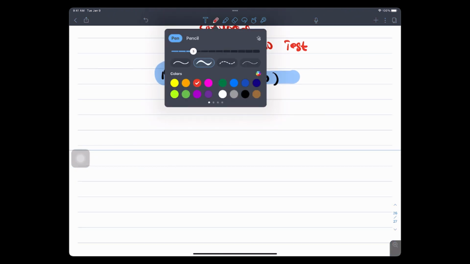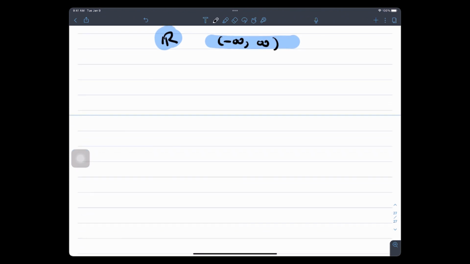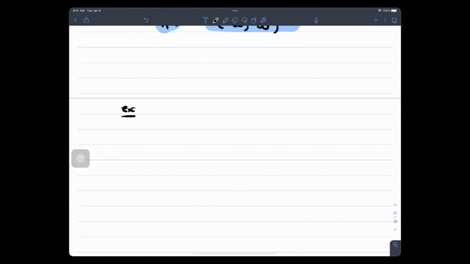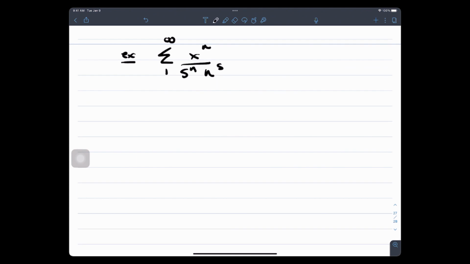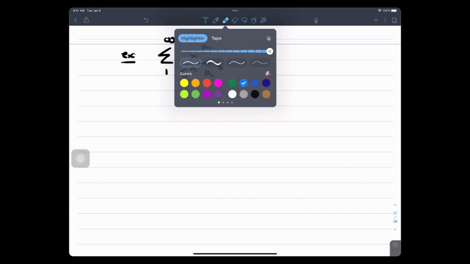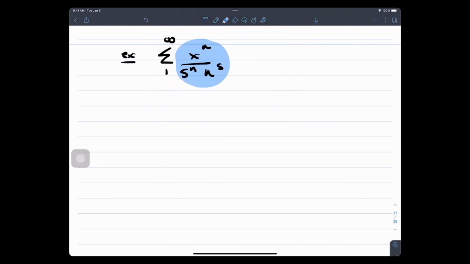All right, let's take a look at some more examples here. Let's see, did we do one that looks like this? How about this? x to the n over 5n, n to the fifth power. So which test do you guys think you're going to use, ratio or root test? Ratio or root?